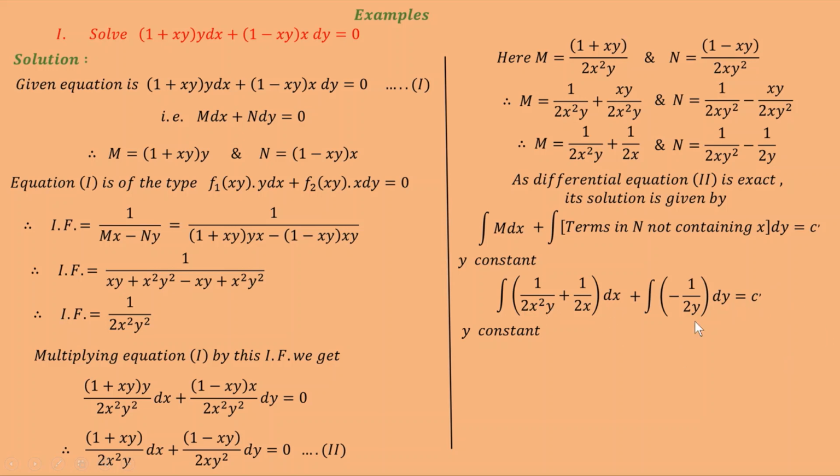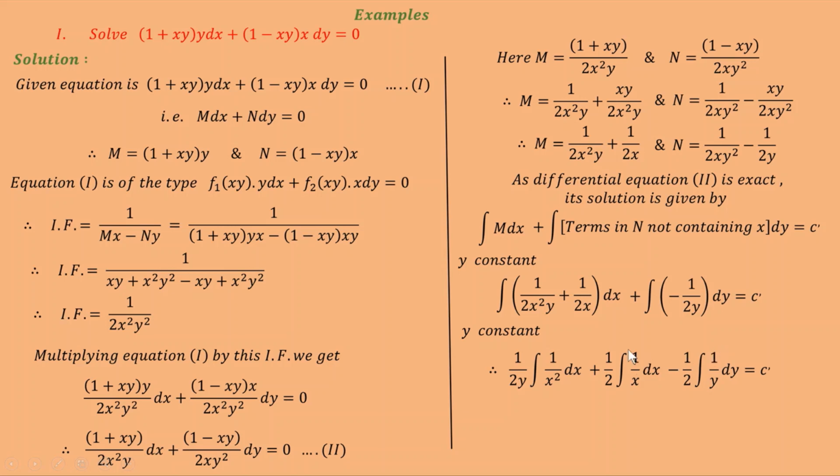Now we have to evaluate these integrals. Here y is constant, so 1 upon 2y is constant. So take it outside of that integral. So we get 1 upon 2y integration of 1 upon x² dx, plus in the second integral 1 upon 2 is constant, so take it outside of that integral. So 1 upon 2 outside, integration of 1 upon x dx. Then in the third integration minus 1 upon 2 is constant. Take it outside of that integral, integration of 1 upon y dy equal to c dash.